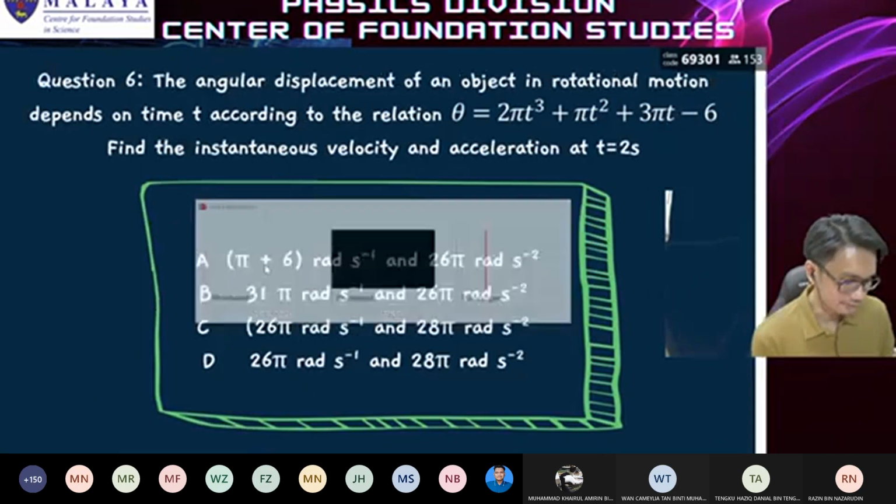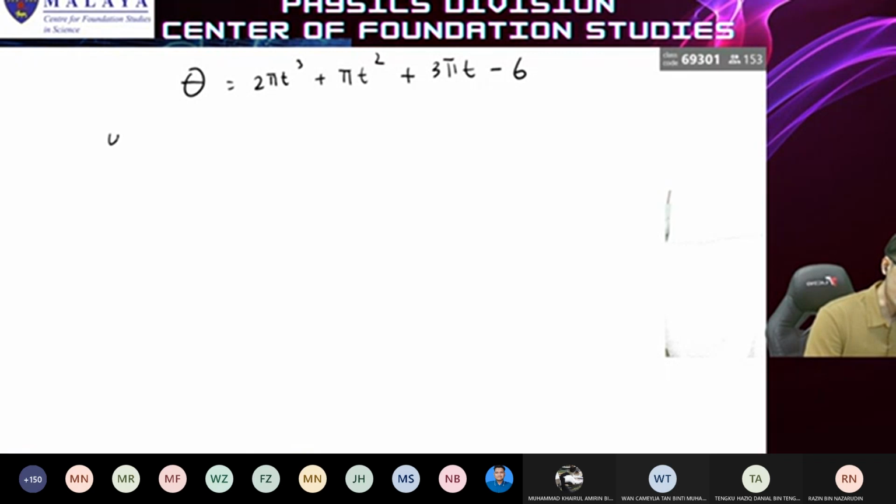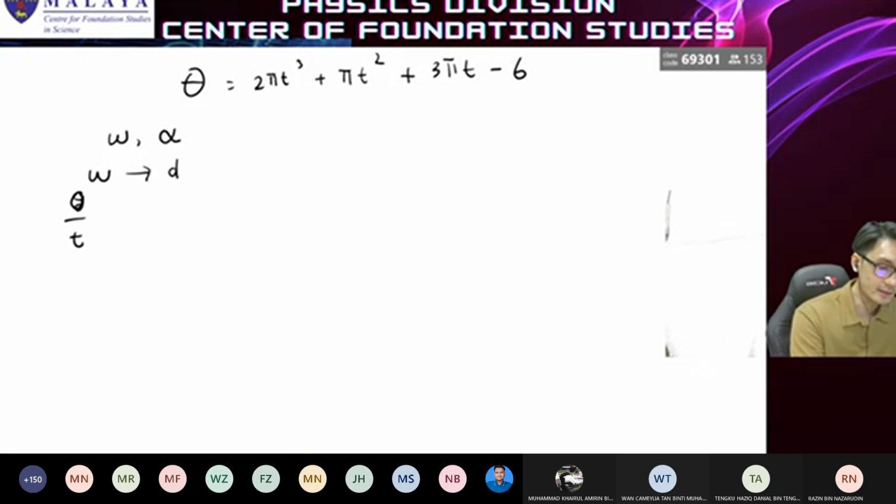Okay, let's look at the solution. The relation between theta and t is 2 pi t power of 3 plus pi t square plus 3 pi t minus 6. It asks us to find the instantaneous angular velocity and also the instantaneous angular acceleration. To get omega, we have to differentiate, because we know omega is theta divided by time. So we differentiate d theta with respect to dt.